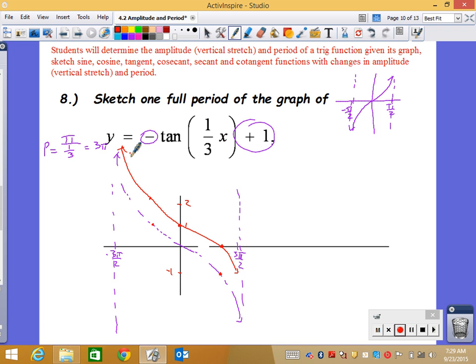The key thing to remember was half of my period gets straddled on the left-hand side. The other half is on the right-hand side. So I had to take my full period, divide it by 2, and then split it between positive x and minus x. Then the minus sign just flipped my original tangent graph over the x-axis, and then my +1 just moved everything up 1.